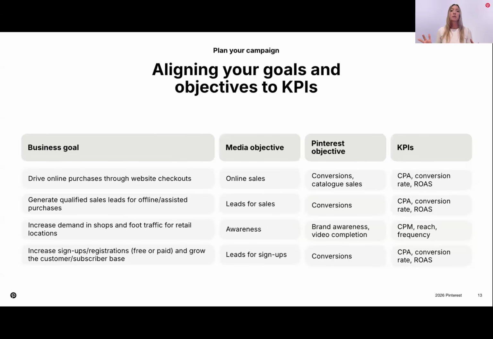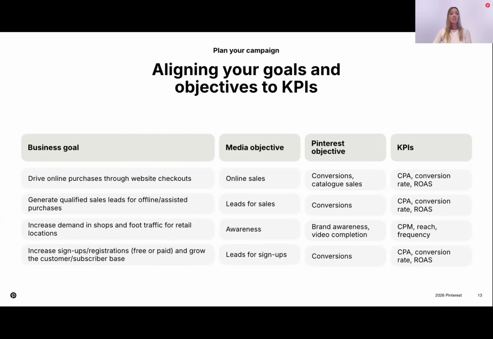Here's how you can see how your business goals for conversion translate to a media objective when setting up an ad campaign. Once you've selected your objective, the next crucial step is defining how you will measure success. So this slide can serve as a bit of a cheat sheet for aligning your KPIs to the funnel stage. If you've chosen an awareness objective, your focus is on visibility. You should be tracking CPM, reach, and frequency. The goal here is to understand how efficiently you're getting your brand in front of people.